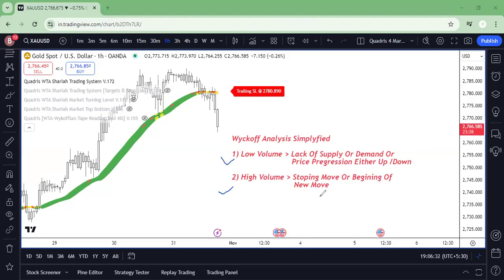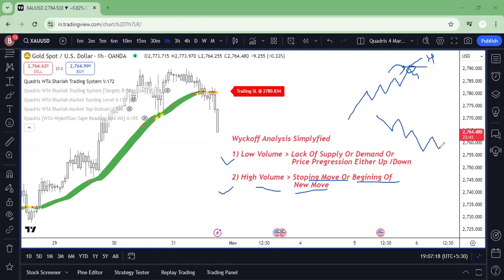What does high volume suggest? High volume is saying either stopping of a move or beginning of a new move. Again, I made a mistake over here, I guess. No problem, please bear with my spelling. So having said that, if we are approaching a high and all of a sudden high volume appears over here, it would result in two things: either supply coming into the market, or a hidden buy.